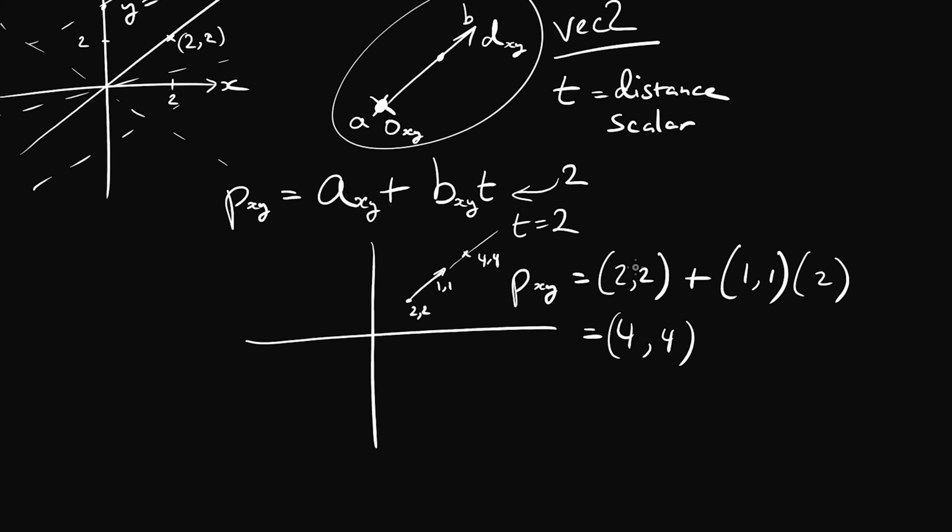However, it doesn't really matter for this example or for the rest of this video, so we'll just ignore that. 1, 1 is just a lot easier to deal with. Now, if t is negative, then we will go backwards from the origin, and that's totally valid as well.